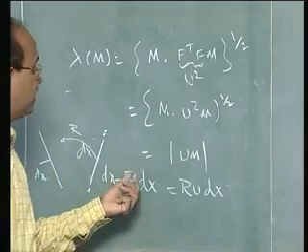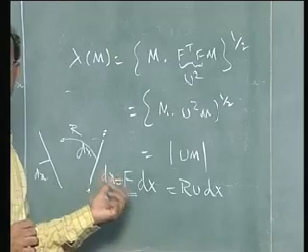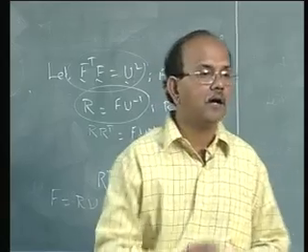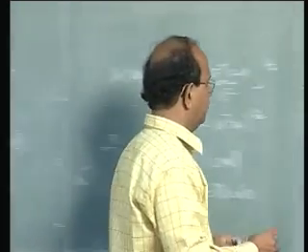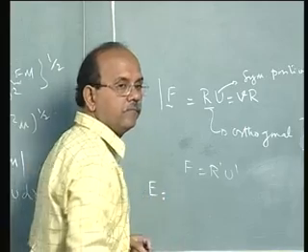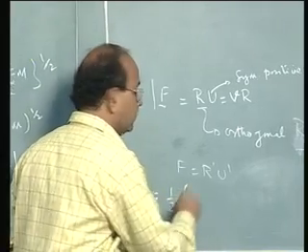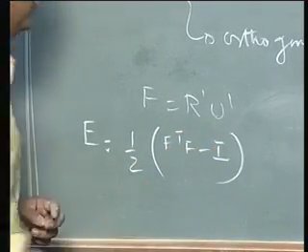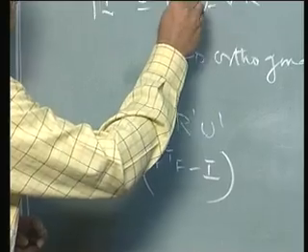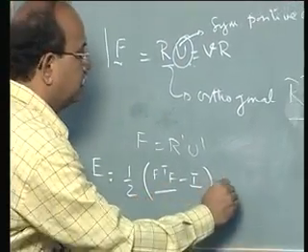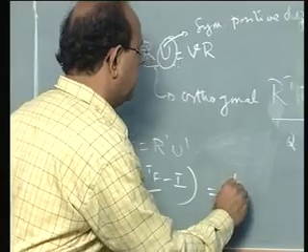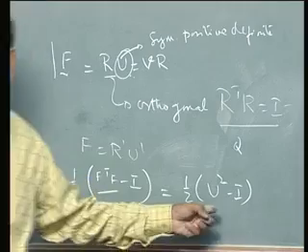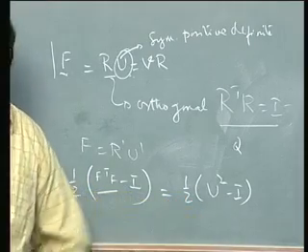So F cannot be treated, look at this very carefully, F cannot be treated as a measure of strain. Now go back and look at my definition for strain. What was my definition for strain? Say E. E is equal to half F transpose F minus I. Very good. Now, what is the connection between this U and here? This is equal to half into U squared minus I.